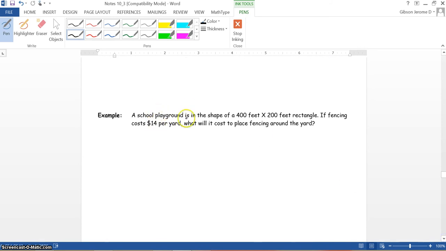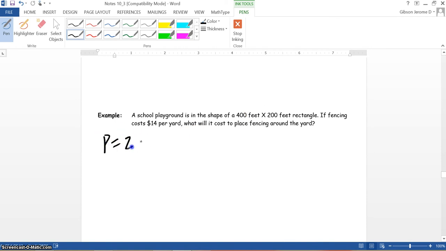So as an example, a school play yard is in the shape of a 400 feet by 200 feet rectangle. If fencing costs $14 per yard, what will it cost to place fencing around the yard? Now, first of all, the cost is based on yards. We have feet here. So we need to change these feet to yards. So remember, it takes 3 feet to equal 1 yard. So what we could do is this.